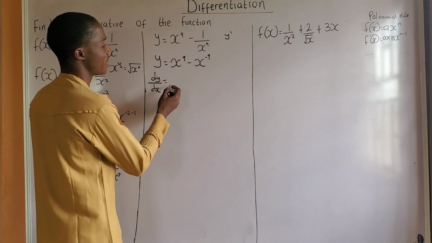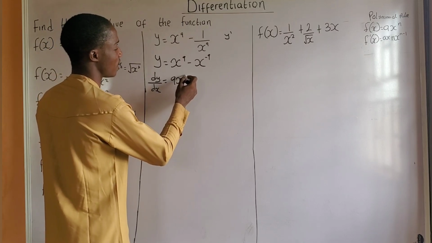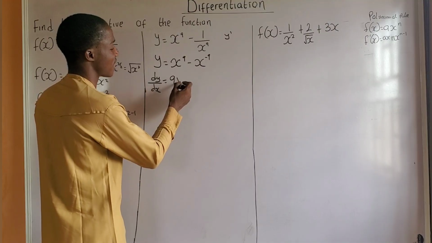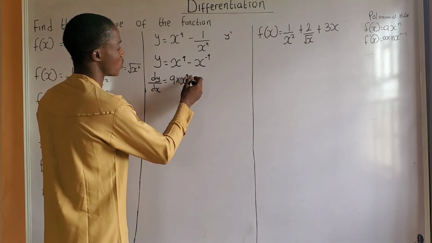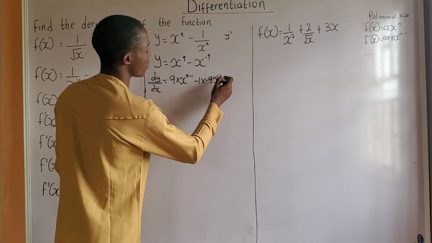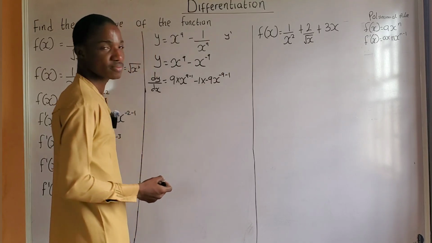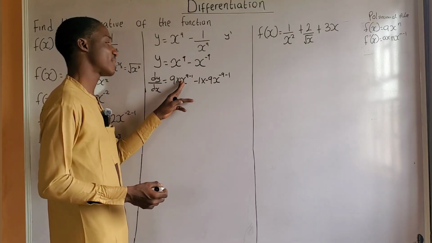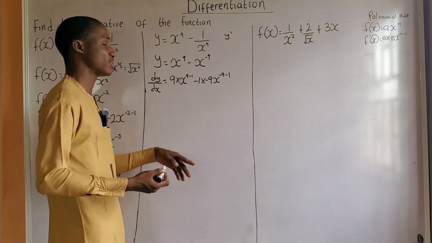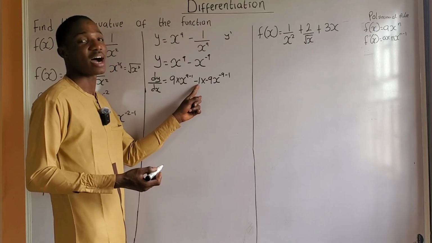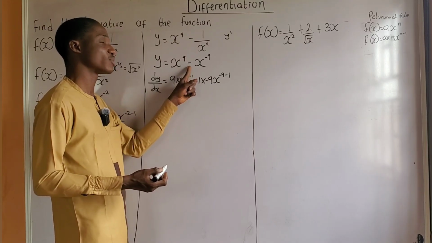Okay, dy over dx is 9x raised to the power of, okay, let's solve it step by step. 9 times x raised to the power of 9 minus 1, minus 1 times negative 9 times x raised to the power negative 9 minus 1. Do you understand? Okay. 9 times 1x. You can put 1 if you like, but it's still the same. Are you getting what I'm trying to say? The only reason why I'm including 1 here is because I'm introducing the negative, because of the negative sign.